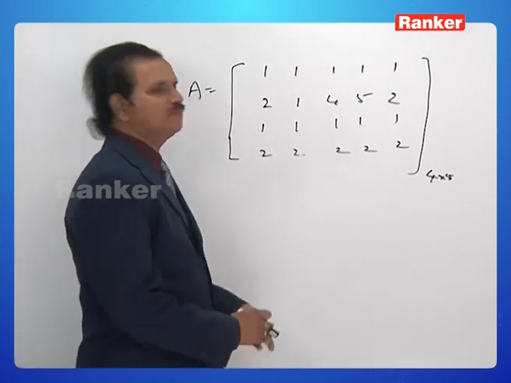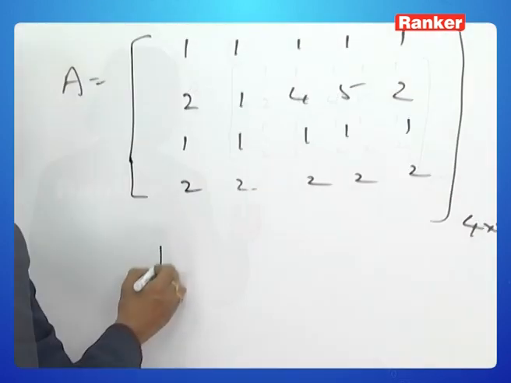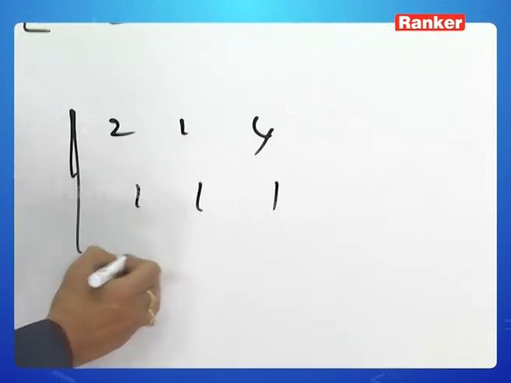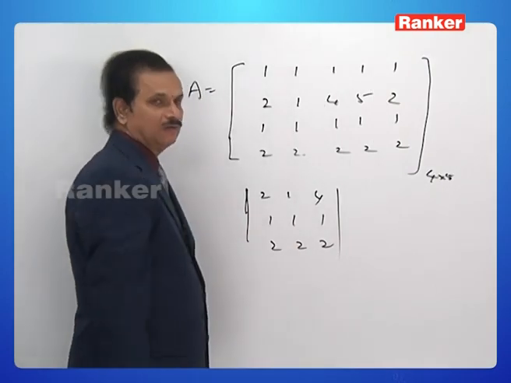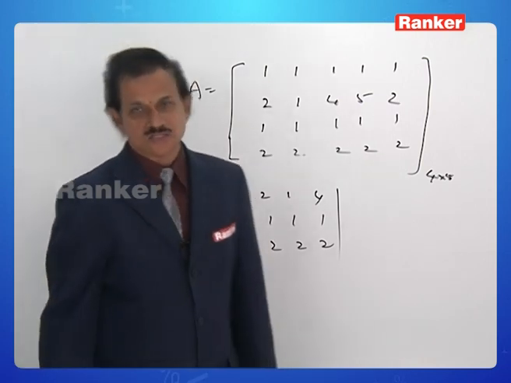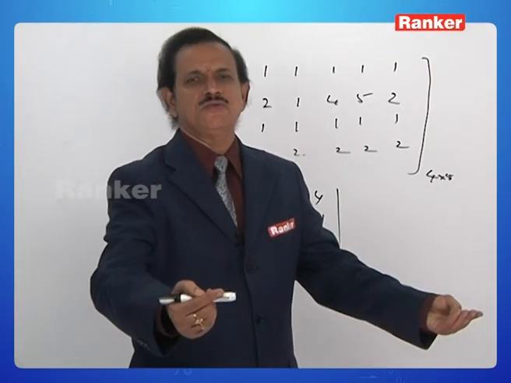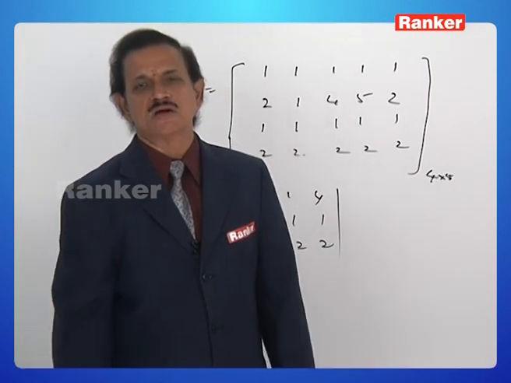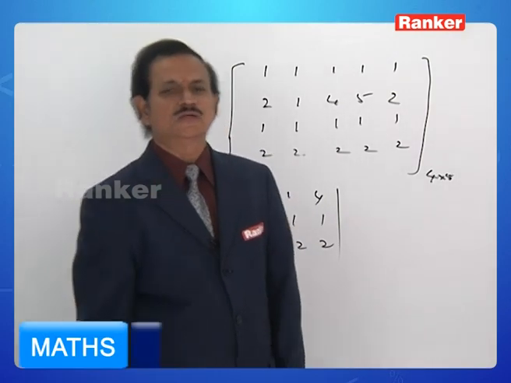You take any 3 by 3 minor, whatever 3 by 3 minor you take, you omit the first row, 2, 1, 4, 1, 1, 1, 2, 2, 2. What is the benefit here? If you take 2 out, the determinant is 0. Therefore, particularly for this matrix, it is not at all possible to have at least one non-zero minor of order 3. Every 3 by 3 minor is 0. Therefore, we cannot say that the rank is 3.